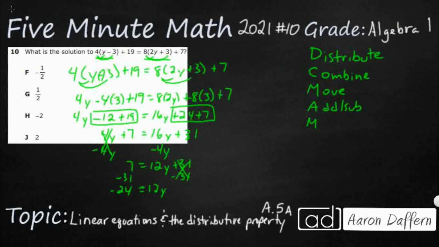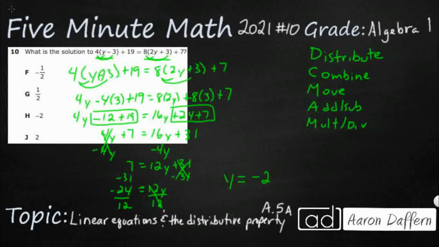It's staring at us, but that's fine if we still need to do this last step, multiplication and division. So we've got the 12 being multiplied by the y. We need to divide both sides by 12. So what we end up with here is y equals negative 24 divided by 12, so that's going to be negative 2. And we do have an answer there of H.